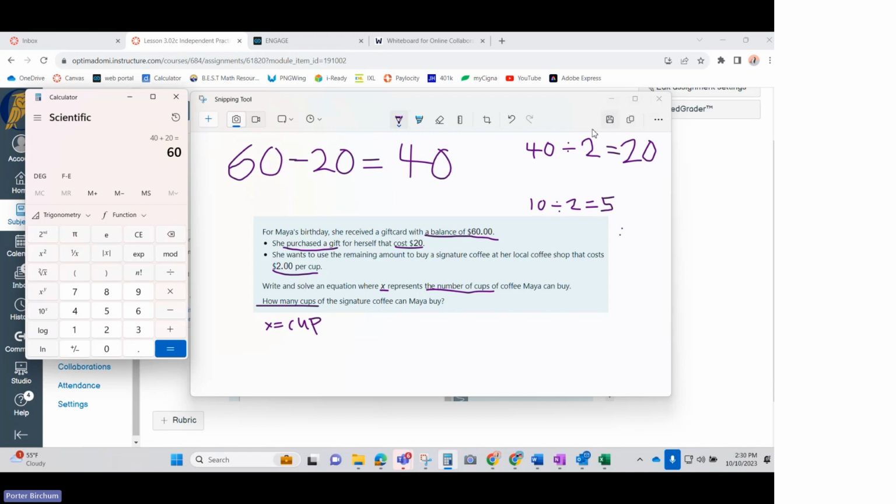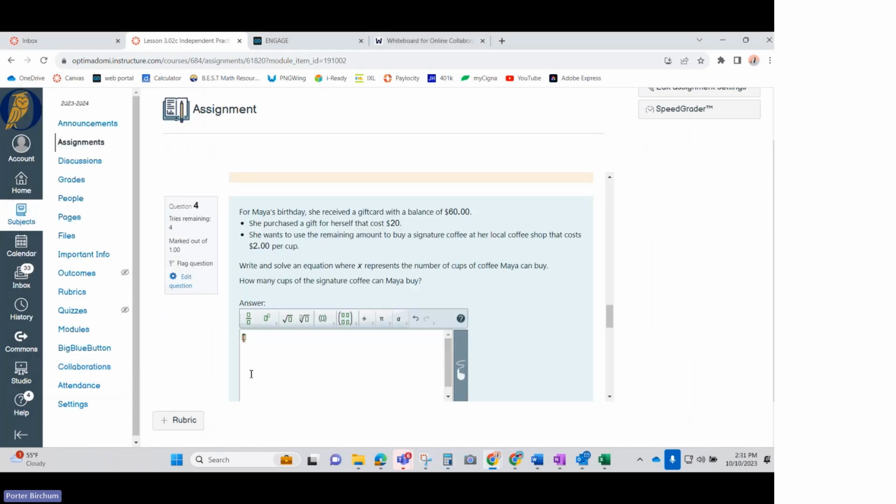So not all the time for these questions do you have to build a two-step equation. If we did build one, it would probably look something like $2 for every cup plus the $20 from her gift would be the $60 gift card. So our answer would be 20. 20 equals X, or X equals 20.